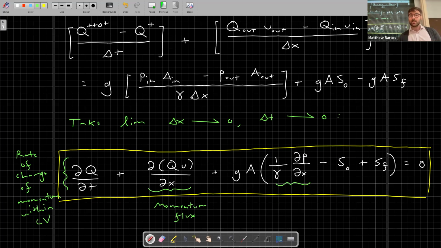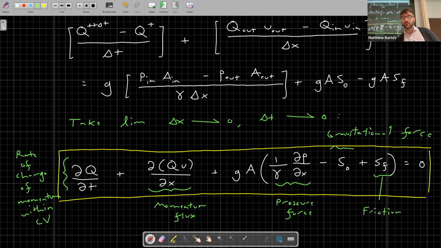This term here represents the pressure force. This term here represents the gravitational force. And this term here represents the friction force. So again, it looks really scary, but fundamentally it's an application of Newton's second law to a fluid control volume.